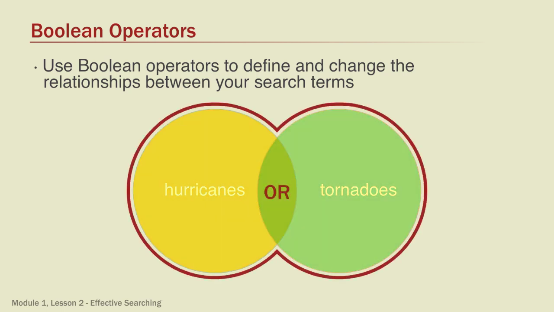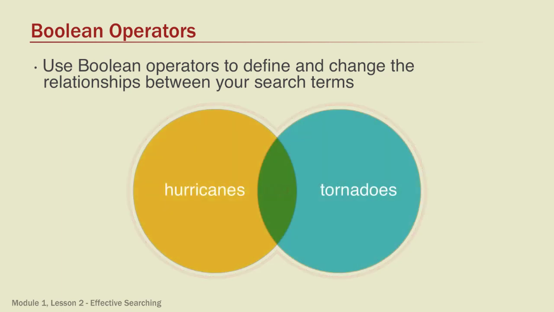OR tells the database to retrieve all of the results that contain either term A or term B. It expands the search to include all instances where either term appears. This will be the largest set of results. Remember it as OR means more.